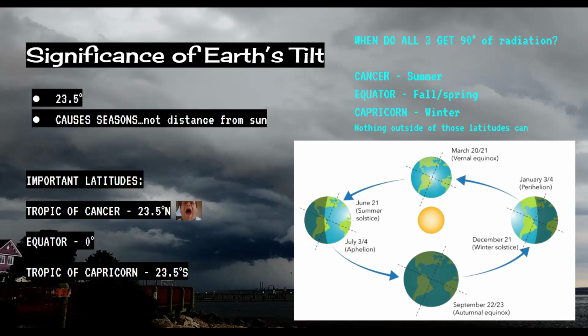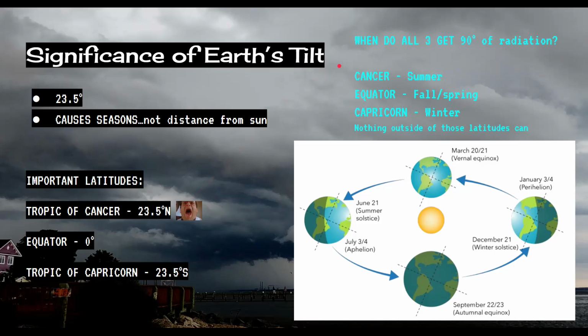Equator is at 0 degrees. Tropic of Capricorn is 23.5 degrees south. And in between this 47-degree area is what we call the tropics. You've probably heard that so many times, the tropics, the tropics. This is what the tropics actually are. And it's not by chance that they are where they are, because that 47-degree area is the only area on Earth that can actually receive a 90-degree sun angle. It's just not geometrically possible outside of that.